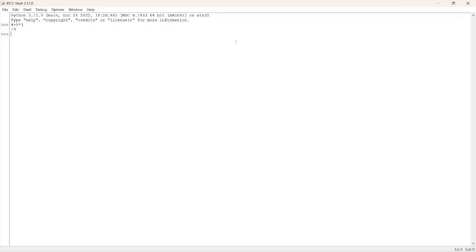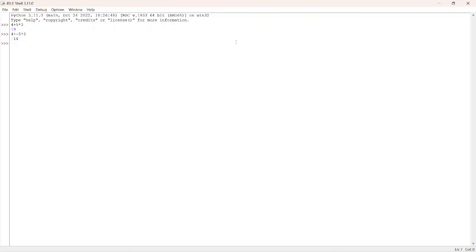One more example I will show. Suppose I write 4 plus 1's complement, that is bitwise not 5 multiplied by 3. Okay, so now what will the result be here? See here the result is minus 14. Now see how the result is minus 14.